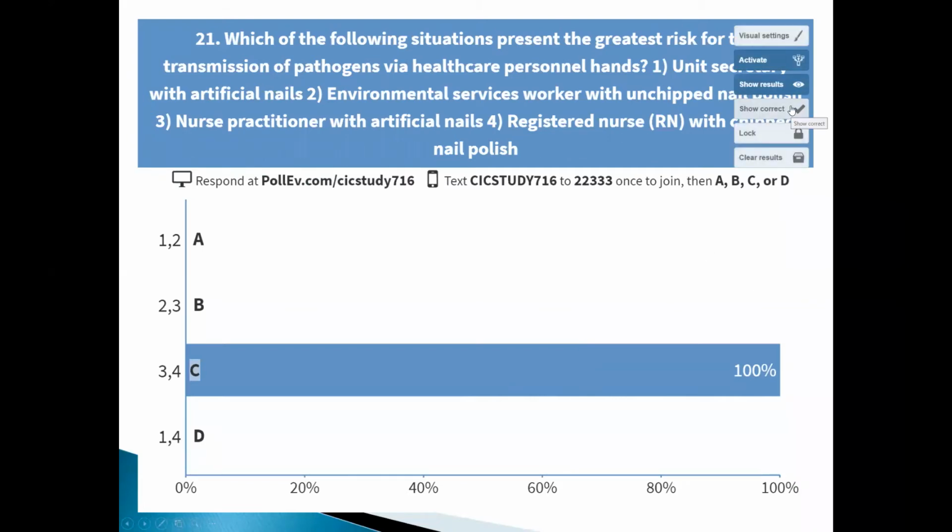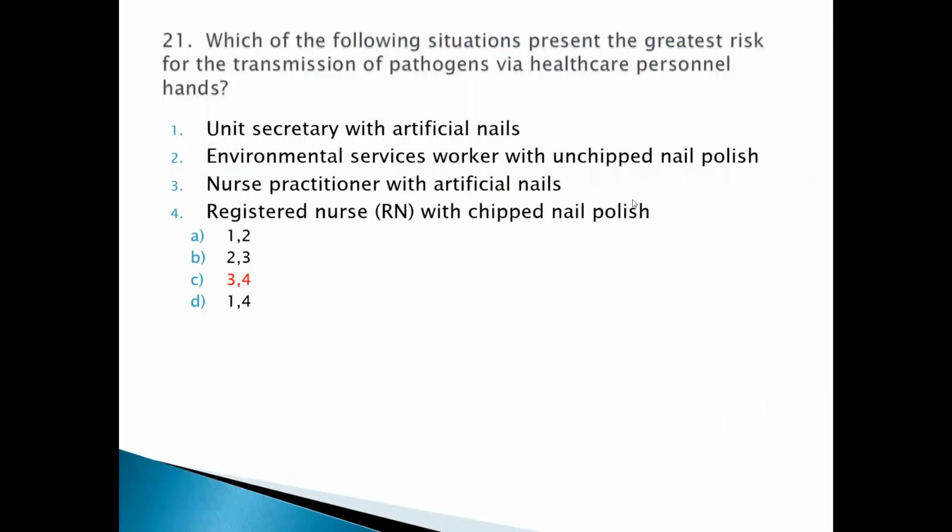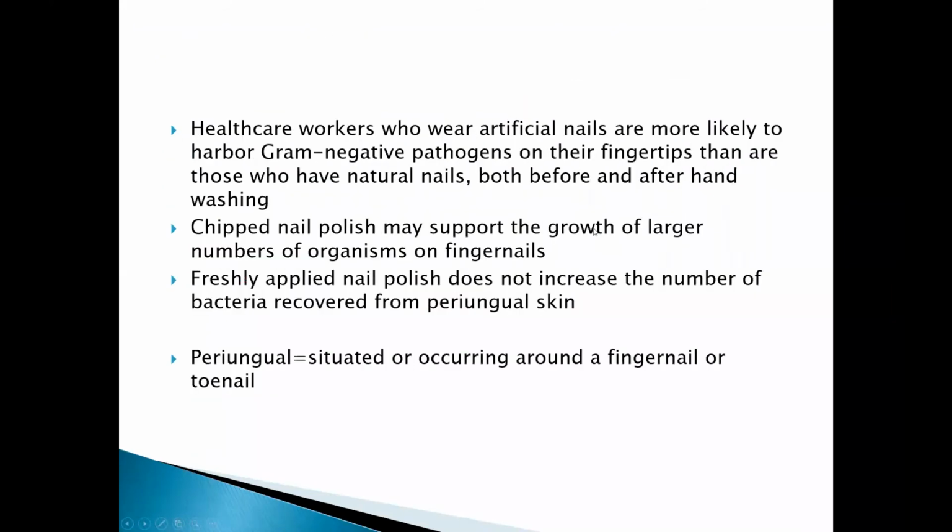All right, everybody's going with 3 and 4. That is correct. You guys are killing it today. So the greatest risk would be the nurse practitioner with artificial nails and the registered nurse with chipped nail polish. You have to think they're going to have the most contact with patients, so they can spread it more easily. Also, that chipped nail polish, never good.